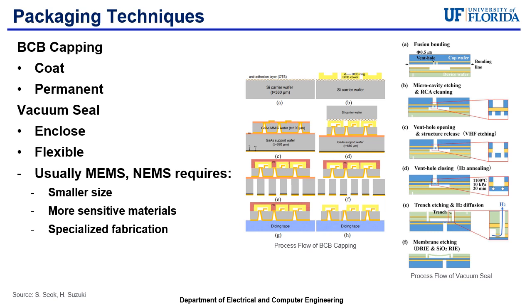As for vacuum sealing, it is shown here on the right. It first begins with fusion bonding, followed by microcavity etching and RCA cleaning. After that, VHF etching occurs, which is a vent hole opening and structure release before the vent hole is then closed with hydrogen annealing. Moving forward is etching of the trench with hydrogen diffusion through the trench, and the entire process is then finished off with the etching of the membrane.